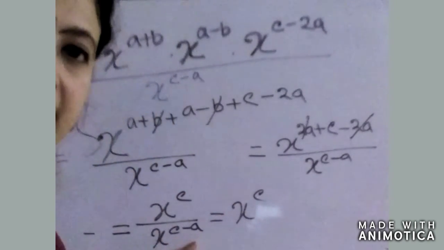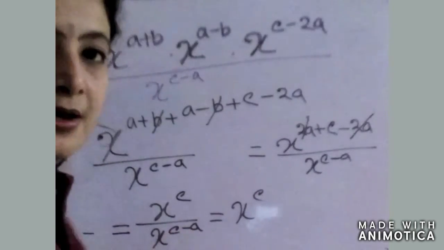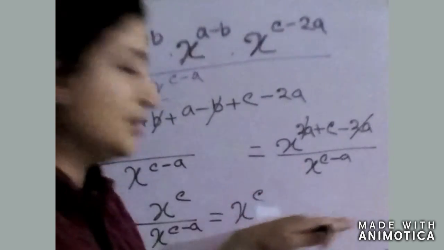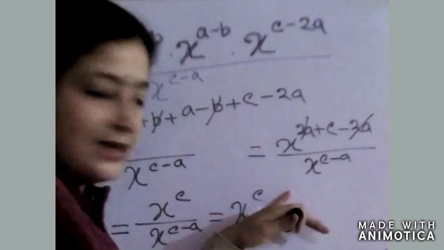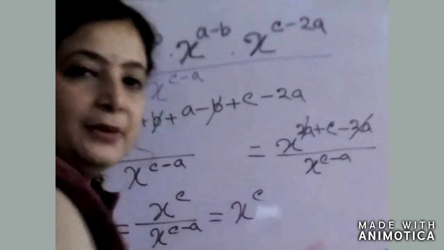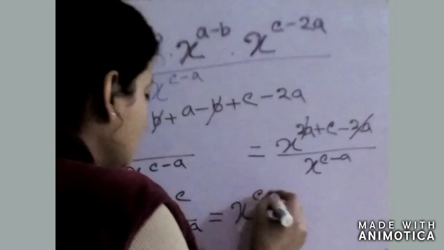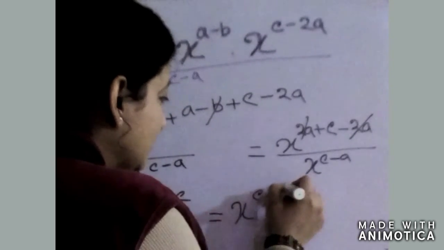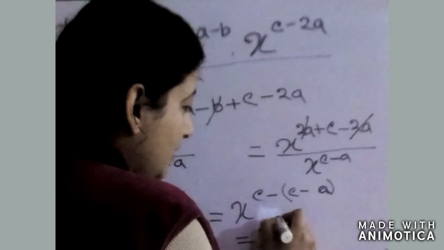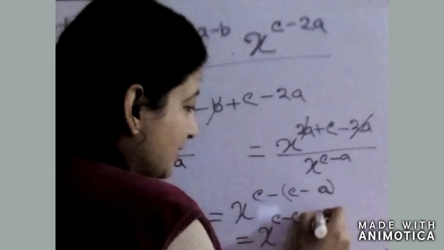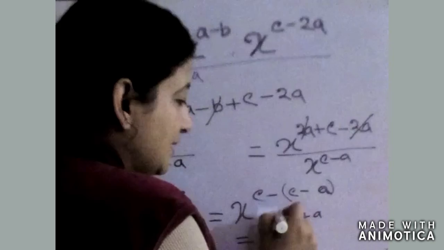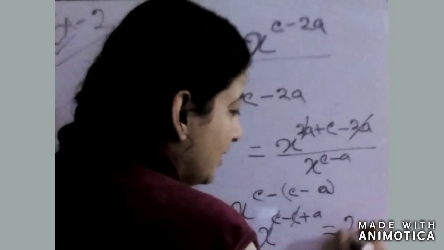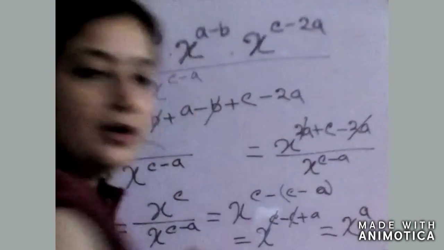So it will be now x to the power c, and now we are taking this x to the power c minus a from the denominator to the numerator. So naturally, according to the rule, the power will be negative. So x to the power c minus c plus a, plus minus minus, minus minus plus, now c cancels. So it will be x to the power a.